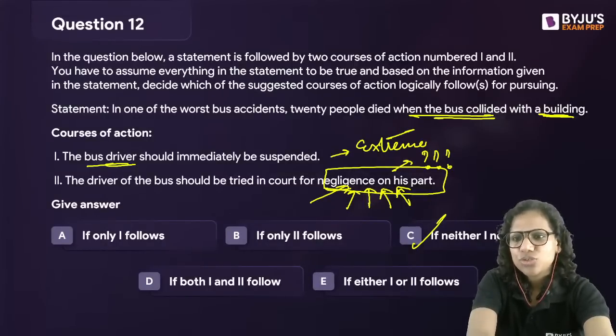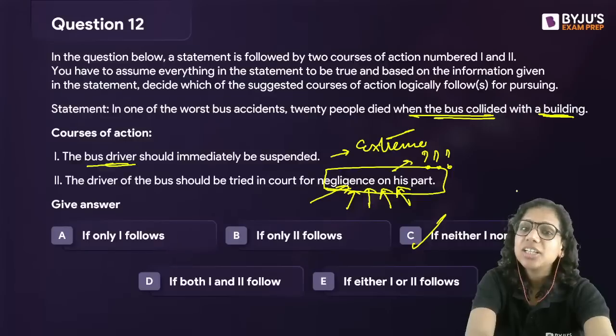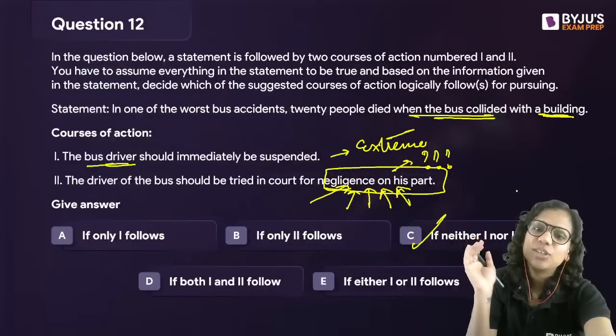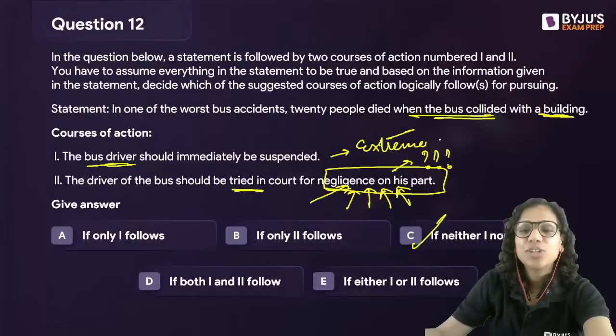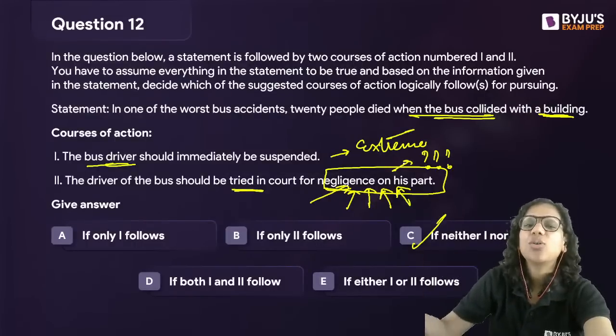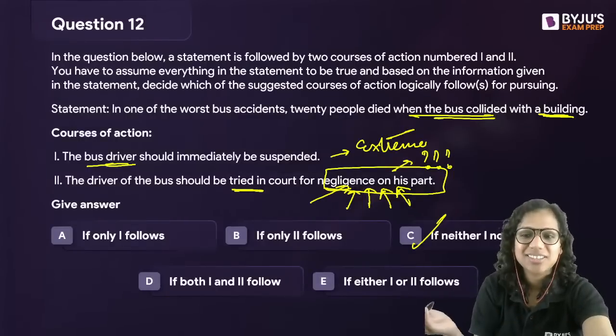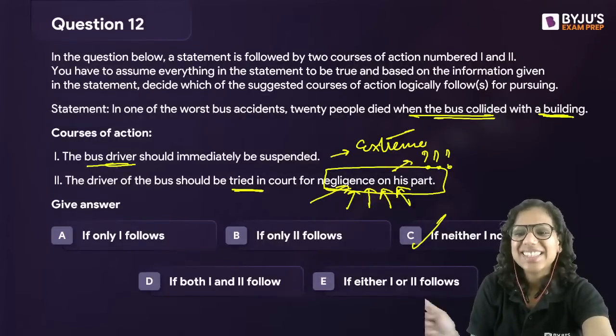Okay. B follows. Would not put an end to such accidents. So B does not follow in that case. Acha, you are saying that if I try the driver in the bus, that will put an end to the accidents. No, that will also not do that. And we don't know whether it was the driver's fault or not. That's the biggest thing here. Okay. C is the answer.